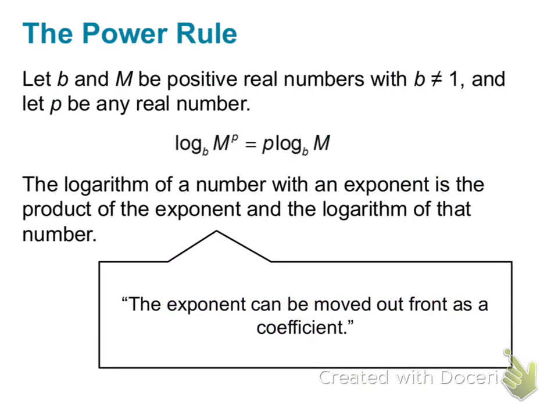The next rule for logarithms is called the power rule. This rule tells us the exponent can be moved out front as a coefficient, which is reading the rule from left to right. Additionally, we can read this rule from right to left, which says if we have a coefficient in front of the logarithm, we can move that inside as an exponent on the argument.